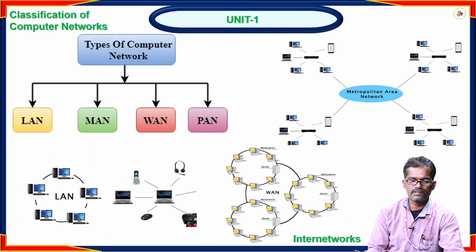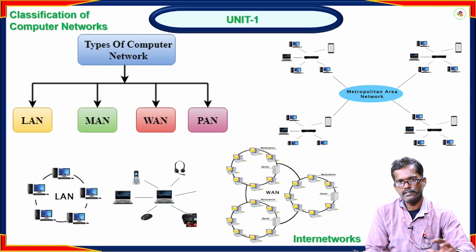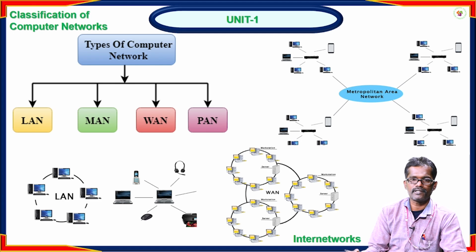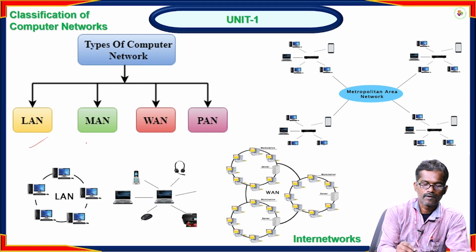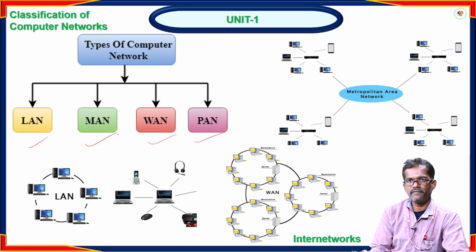Coming to the first unit, what is meant by computer networks? It is a combination of different computers or different devices which are interconnected. The connection is made for transferring resources and sharing information. This is the computer network definition. And then, what are the different types of computer networks? LAN, MAN, WAN, PAN. These are the four types. We'll see them one by one.